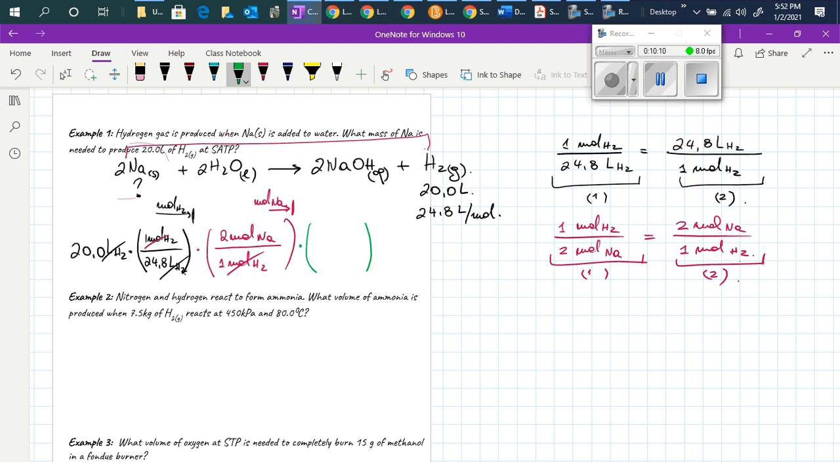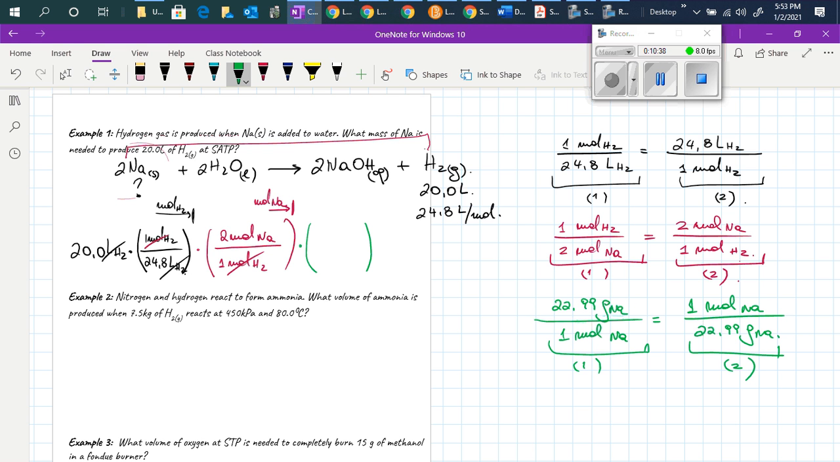And the molar mass of sodium is, from your periodic table, 22.99 grams per mole. So 22.99 grams of sodium is 1 mole of sodium. Or if we have 1 mole of sodium, then we have 22.99 grams of sodium. So again, we have two ratios, the ratio 1 and the ratio 2. And we have here as left moles of sodium. So we will use ratio 1 to figure out the grams of sodium.